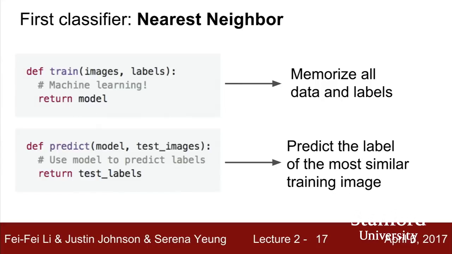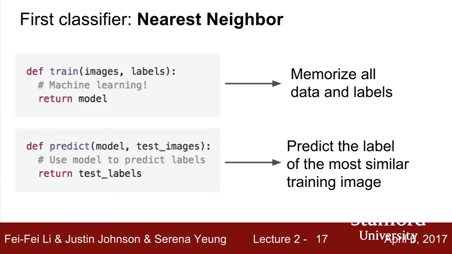So this class is primarily about neural networks and convolutional neural networks and deep learning and all that. But the idea of a data-driven approach is much more general than just deep learning. And I think it's useful to step through this process for a very simple classifier first, before we get to these big complex ones. So probably the simplest classifier you can imagine is something we call nearest neighbor.